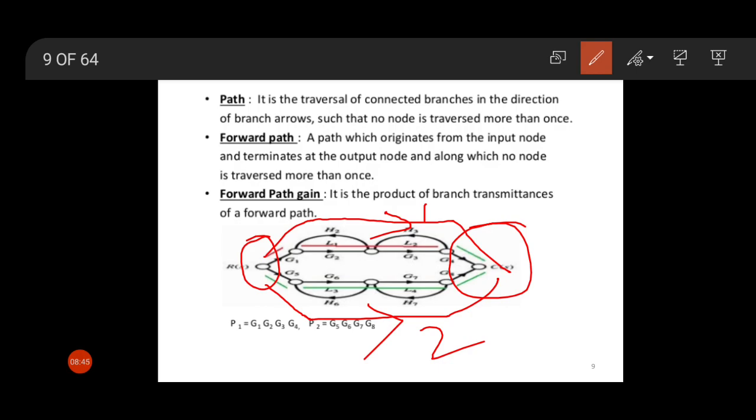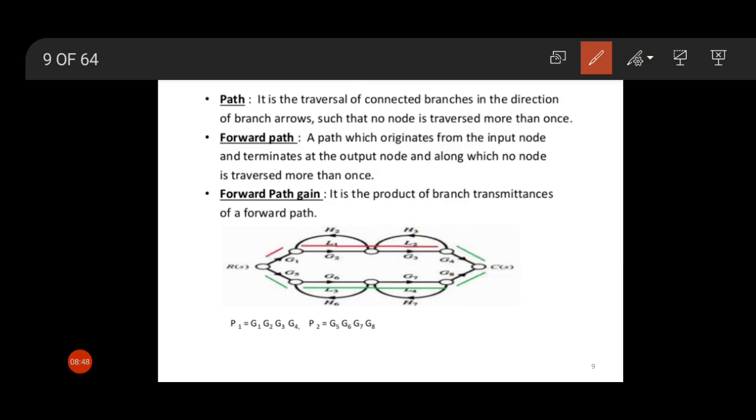Next, come to the term forward path gain. So what is forward path gain? Forward path gain is the product of branch transmittance of a forward path. So see, if we consider the upper forward path, the red one, what is the forward path gain? Forward path gain is the product of branch transmittance. So here, what are the branch transmittances?